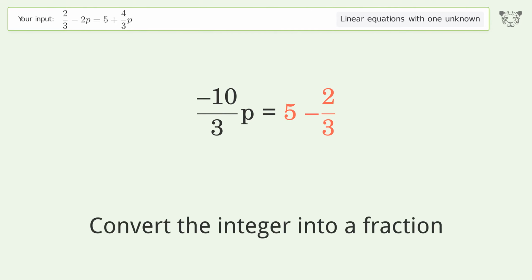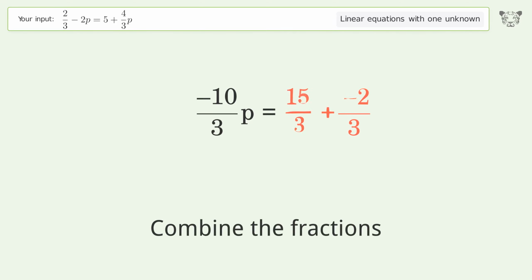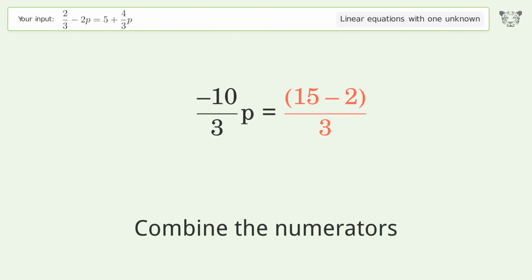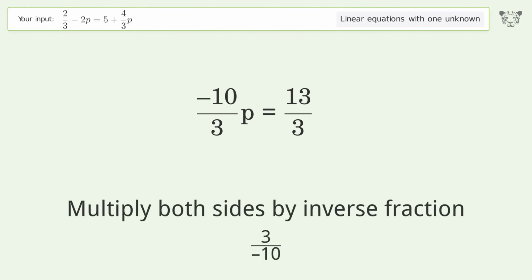Convert the integer into a fraction. Combine the fractions. Combine the numerators. Isolate the p. Multiply both sides by inverse fraction 3/10.